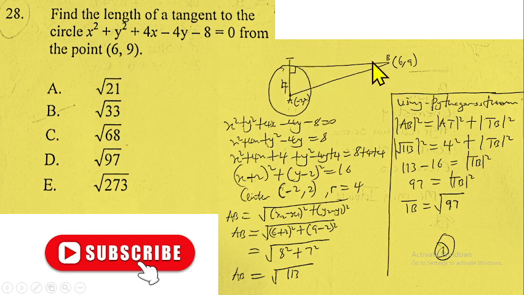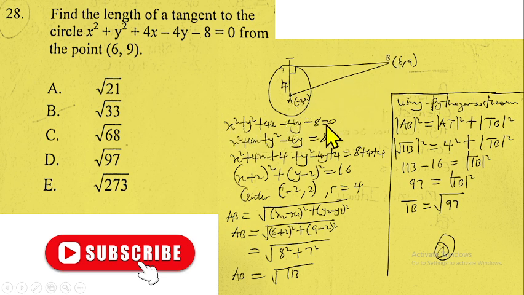So this is the tangent TB, and it is at this point B (6, 9). Then we are looking for the length of it. From the equation of this circle, we can get the coordinates of the center of the circle and the radius of the circle. Then we can use the coordinates of the center and this point to find the distance between A and B. If you know that, you can use Pythagoras theorem to find the length of the tangent, given this radius and knowing the distance from here to here as well. So that's what I said.